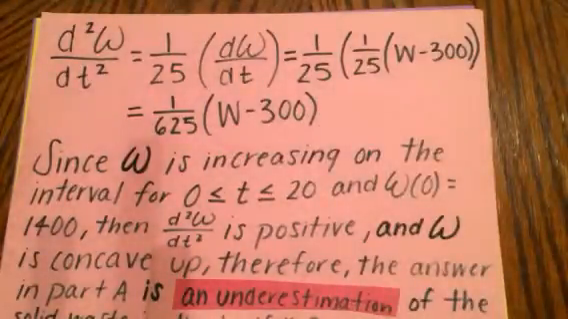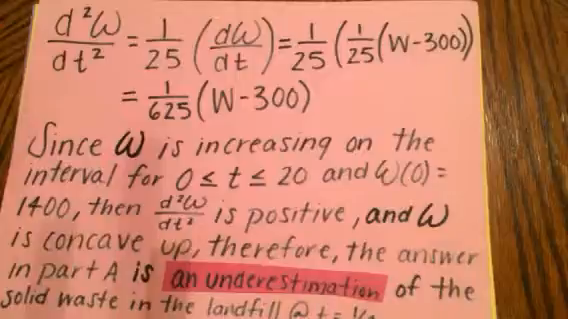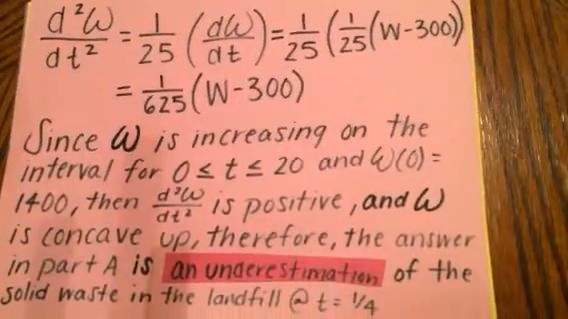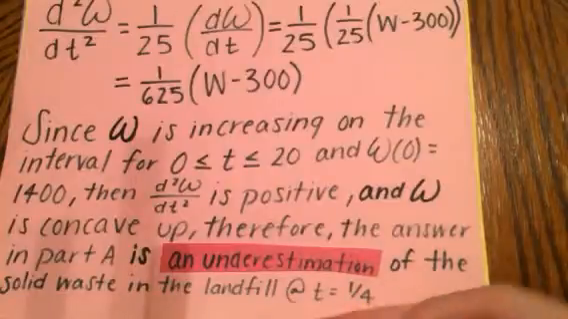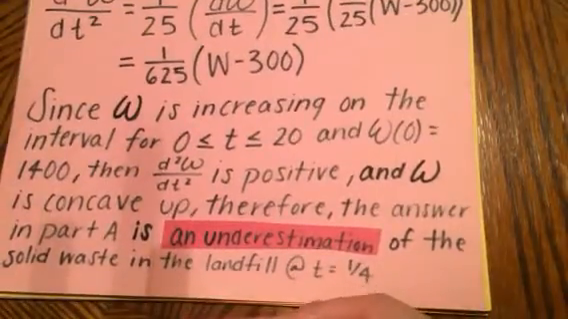Since W is increasing on the interval 0 less than or equal to t, less than or equal to 20, and W of 0 equals 1400, which was given, then the second derivative is positive and W is concave up. Therefore, the answer in part A is an underestimation of the solid waste in the landfill at time t equals 1/4.